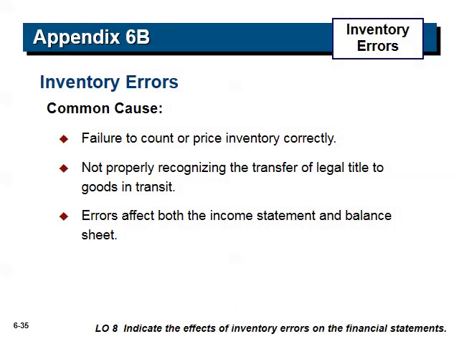We also have an issue with inventory errors. Companies tend to make errors when they count their inventory. For example, they may forget to count something or price it incorrectly, or they didn't properly recognize the transfer of legal title to goods in transit. In other words, they sold something but they still counted it. Or maybe they failed to count something. And then the errors affect both the income statement through cost of goods sold and the balance sheet through inventory.